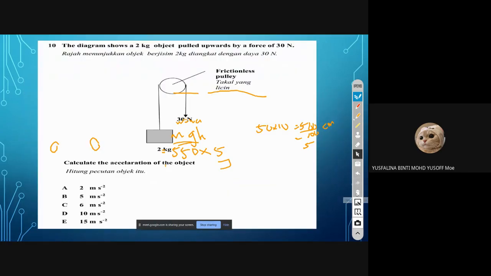Okay. Alright. So the diagram shows a 2 kg object pulled upwards by a force of 30 Newton. I don't think it's pulled upwards, this one is downward, right? So pulled downward by a force of 30 Newton. So calculate the acceleration of the object.